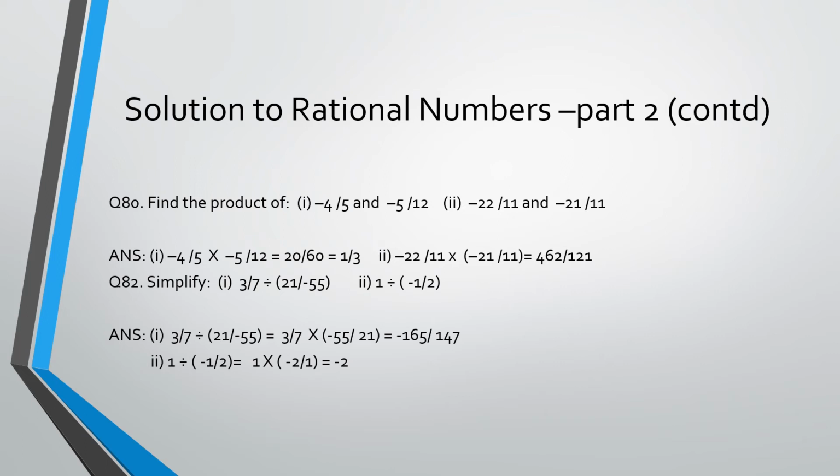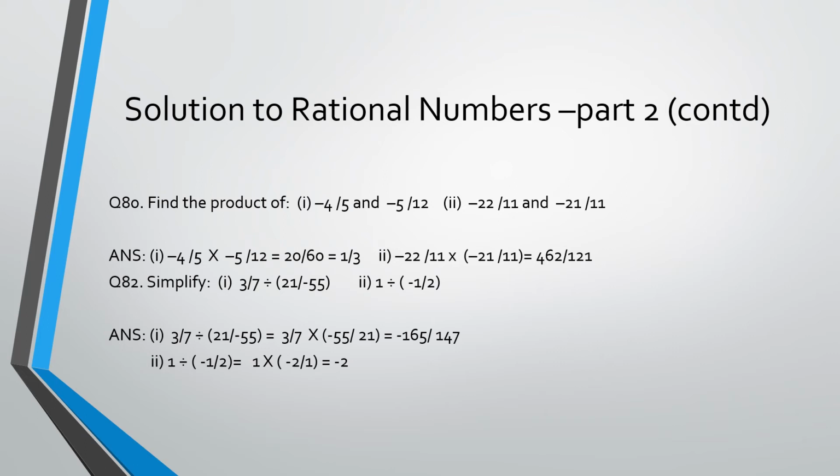Part 2. Minus 22 by 11 multiplied by minus 21 by 11. Here nothing is getting cancelled. The product will be positive and 22 into 21 is 462. 11 into 11 is 121. So the answer is 462 by 121.